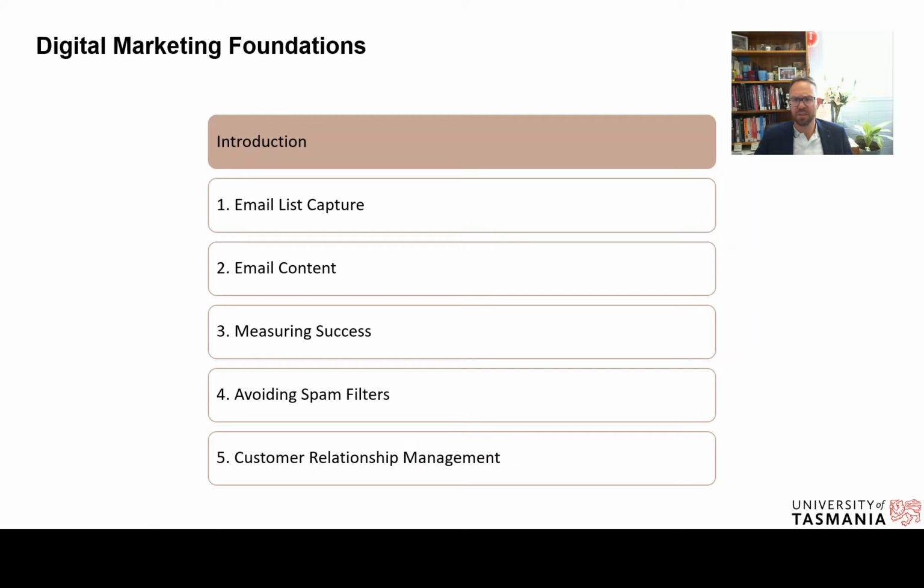First of all, we'll look at the introduction about what email marketing is. Then we'll look at email list capture, which is how you get a list of emails of people that you want to send messages to. Number 2 is email content, so what's actually included in the emails. Number 3, we briefly look at measuring success of emails. Number 4, avoiding spam filters. And then last of all, we'll look at customer relationship management, also called CRM.